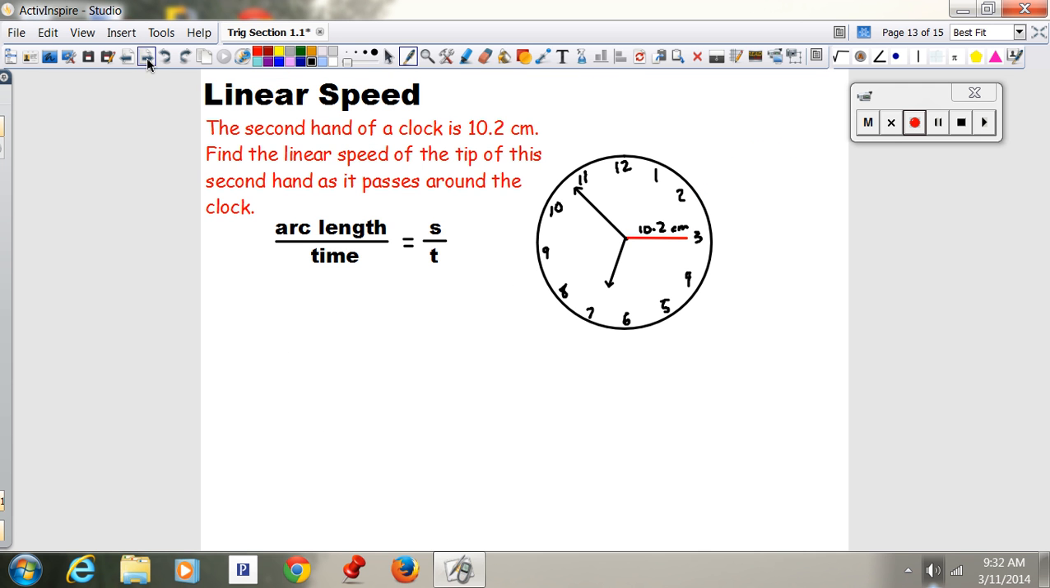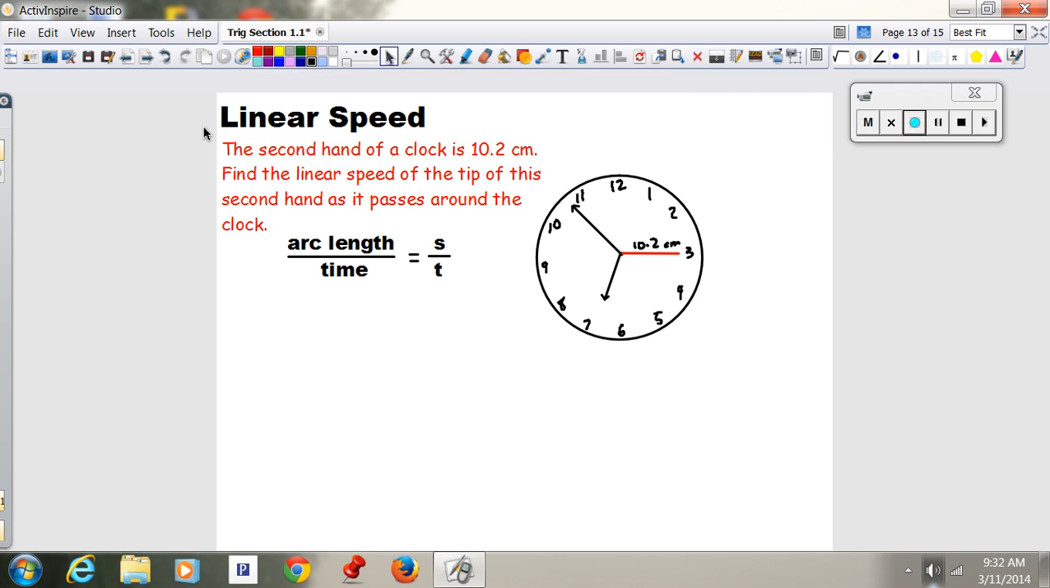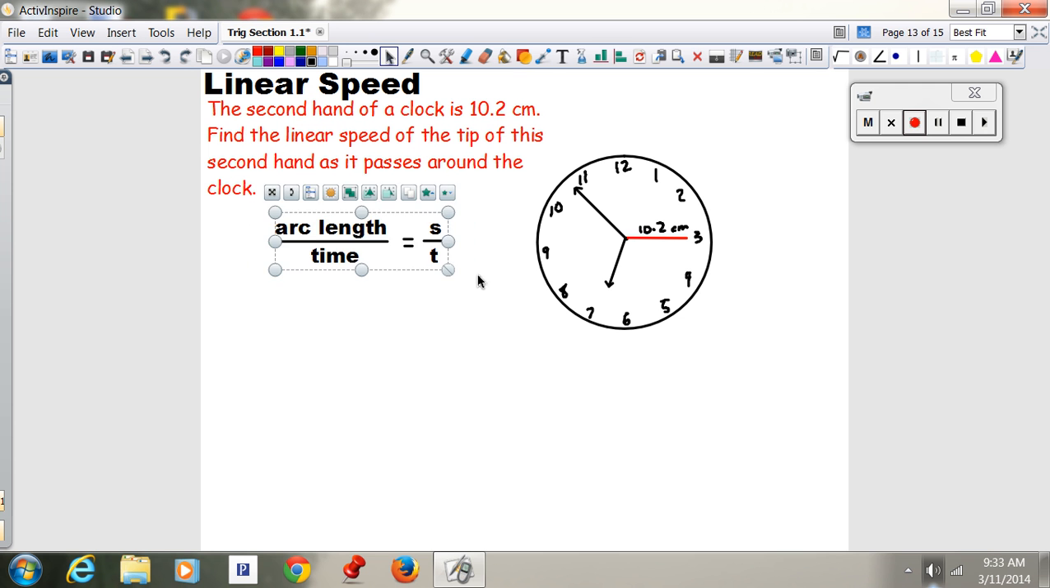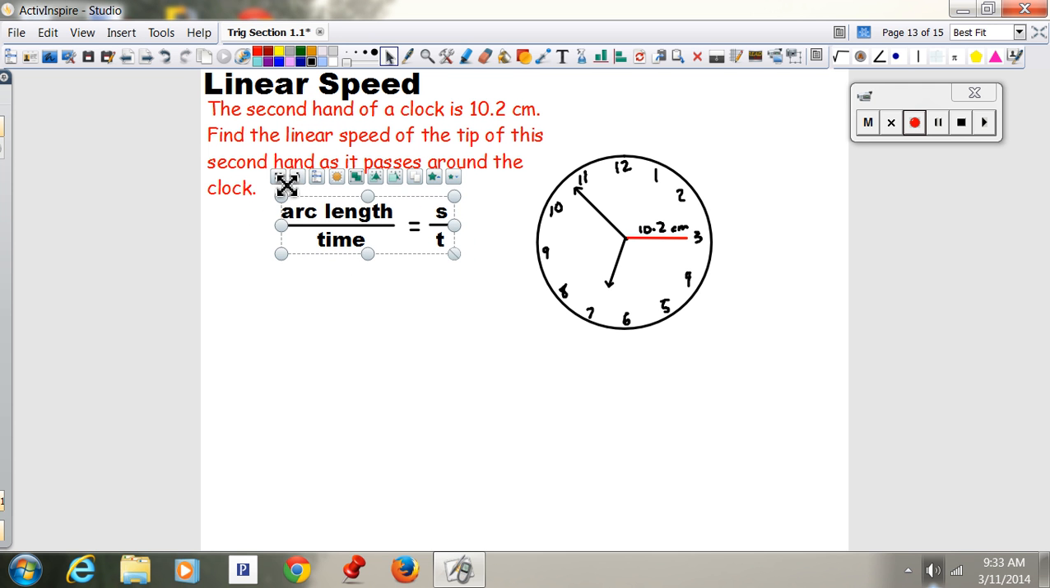Okay, next one. Linear speed. How fast is the second hand going? So we've got a second hand of the clock. The second hand of the clock is going around the clock like this. Now we know it takes 1 minute to go around the clock, 60 seconds. But how far does it go in that 60 seconds?